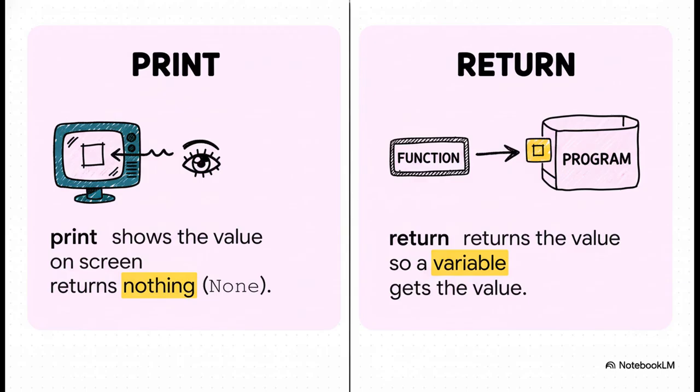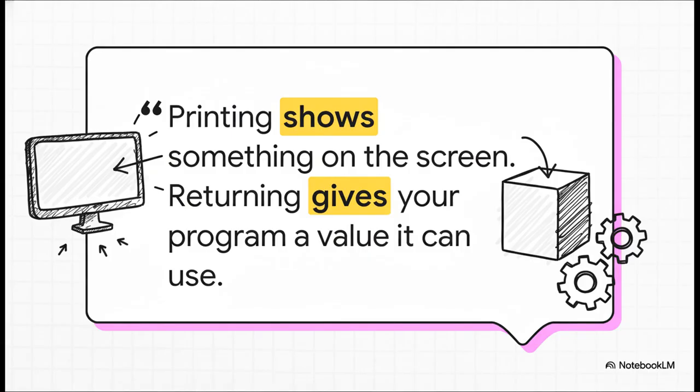On the right, return is like the function quietly handing a value back to your program on a piece of paper. The program can take that paper, read the value, and use it in the next calculation. One is for showing, the other is for giving. The thing you have to remember, if you just need to show some information to the person using your program, print is your friend. But if your program needs to actually use the result of a calculation for something else, you absolutely have to use return.